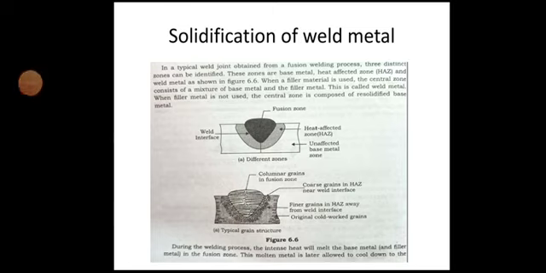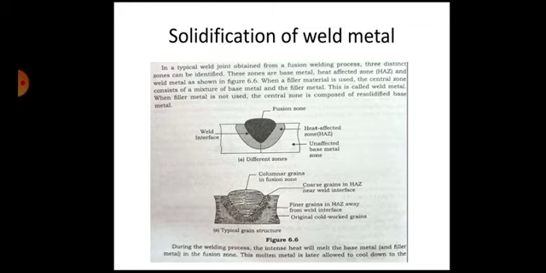Our next topic is solidification of weld metal. In a typical weld joint obtained from a fusion welding process, there are three distinct zones which can be identified easily. These zones are base metal, heat affected zone, and weld metal, which can be easily seen in the first diagram.